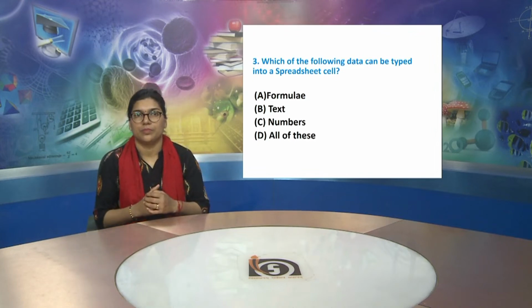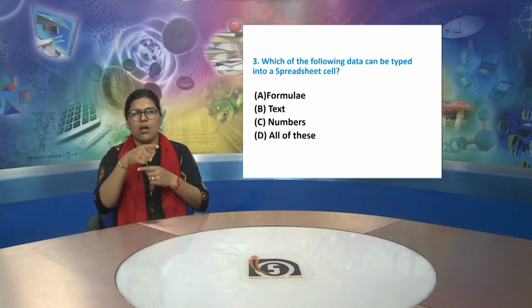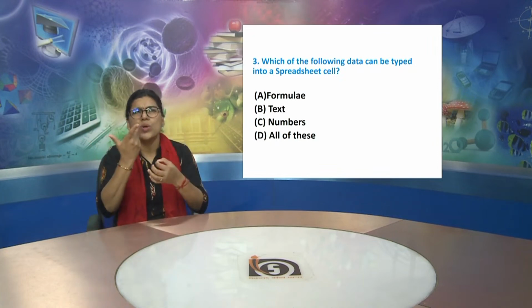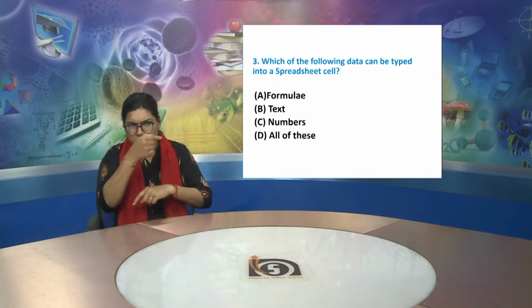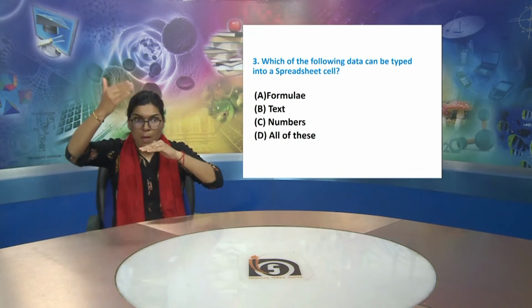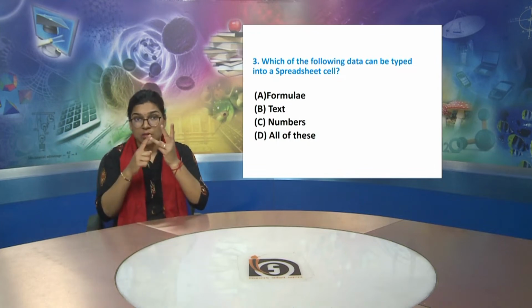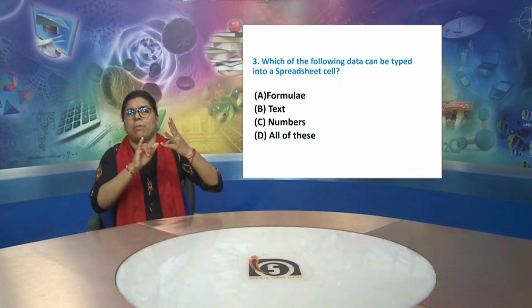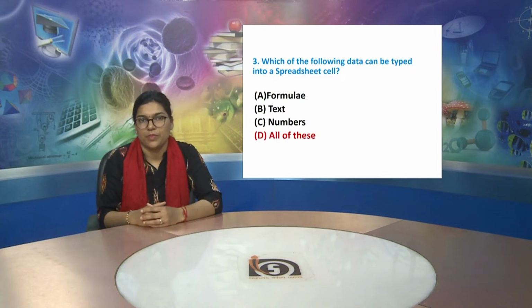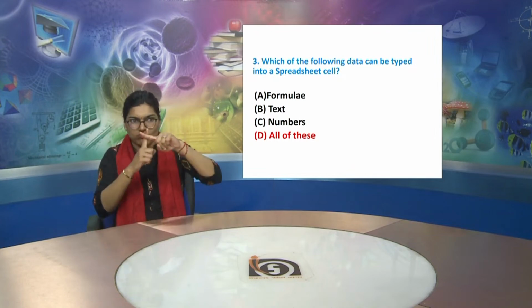Question 3. Which of the following data can be typed into a spreadsheet cell? There are 4 options. Option A, formula. Option B is text. Option C is numbers. Option D is all of these. You have to choose the correct answer. So the 4th option is the correct answer.